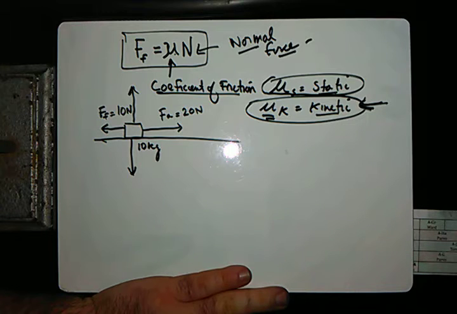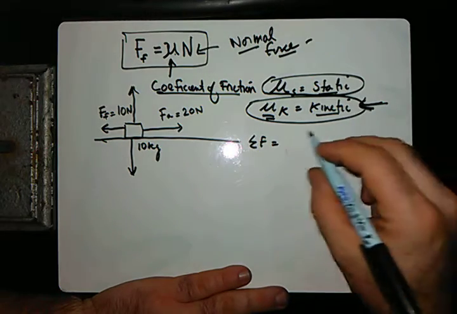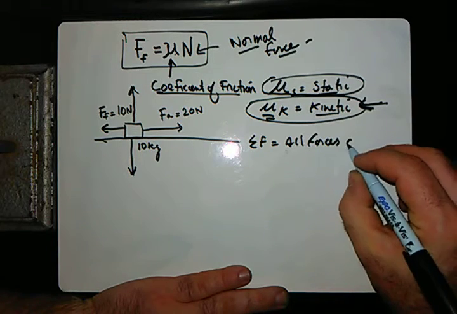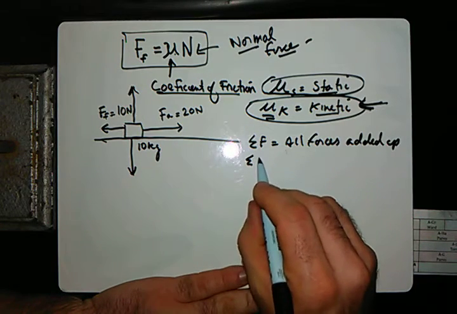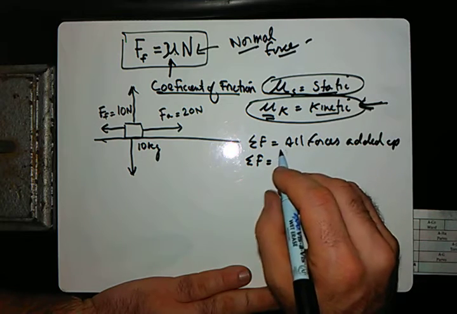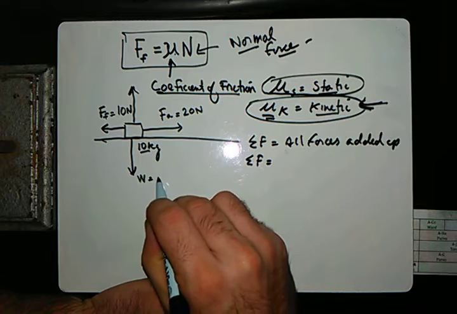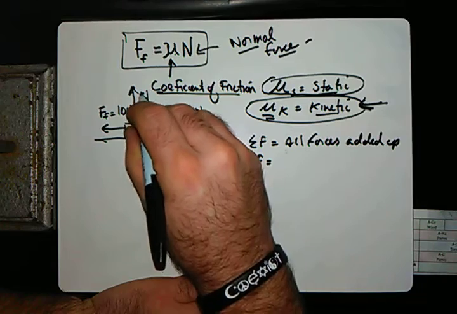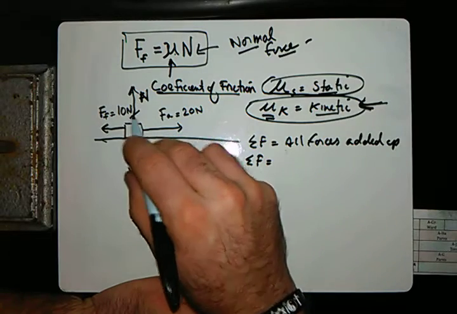So let's first figure out what kind of net force is on this object. Net force equals the sum of all the forces, so all forces added up. Well, let's do that. Net force equals, let's see what we got here. Weight and normal force. We know that these two are equivalent.